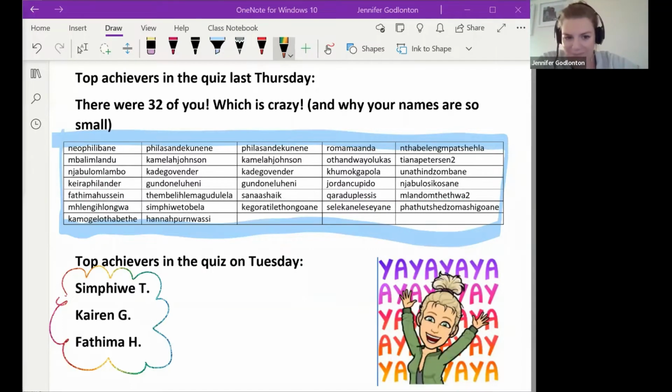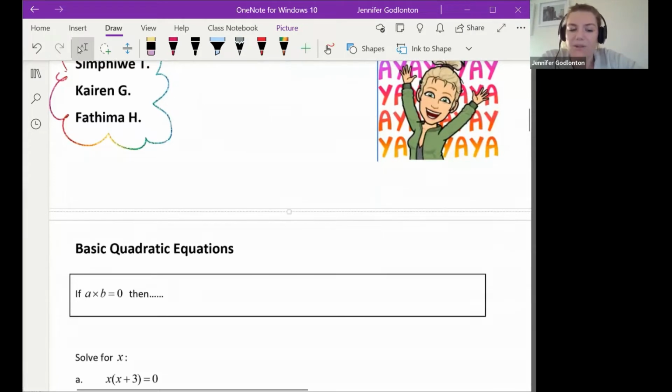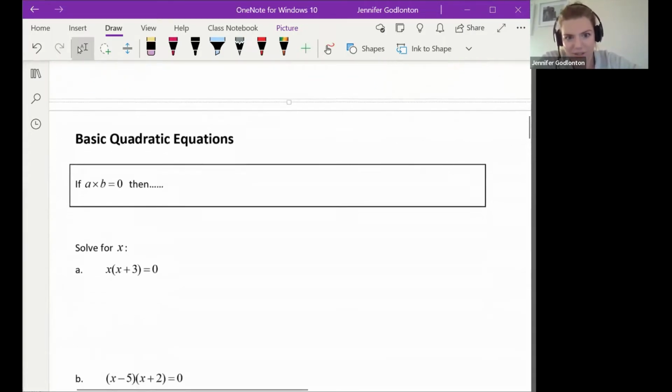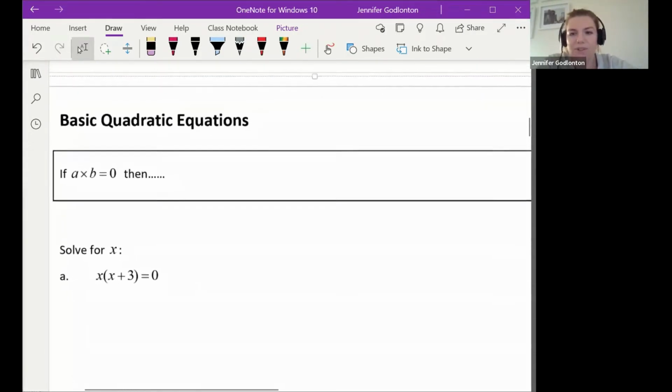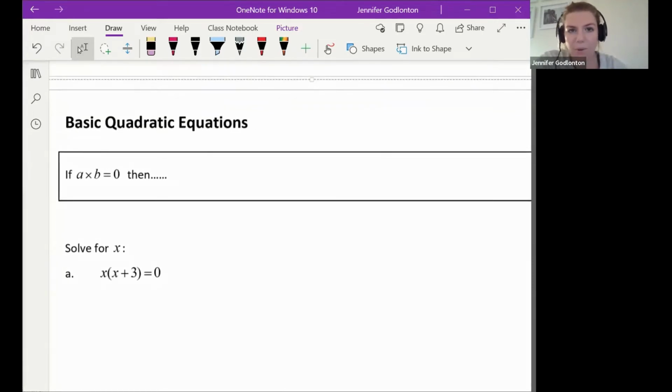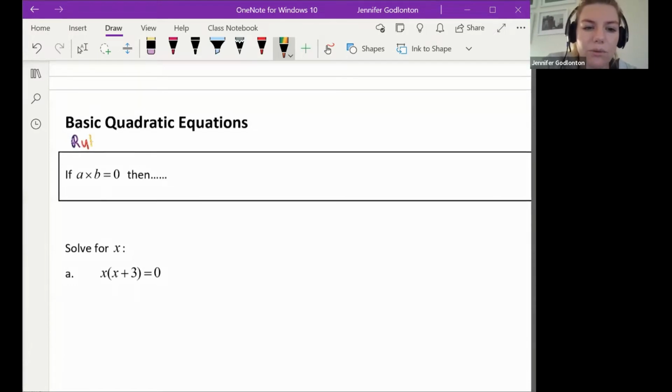Let's move on down. Today, we are going to bring in the world of quadratic equations. We're going to start with some basic things with quadratic equations, then we're going to move into things which are a little bit more complicated. In order for a quadratic equation to work, we use something called the rule of zero.